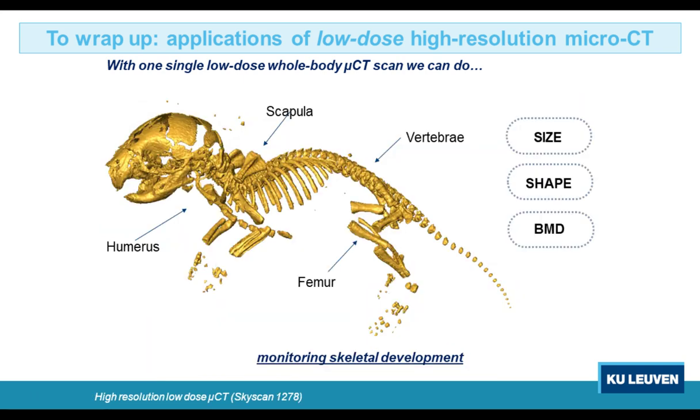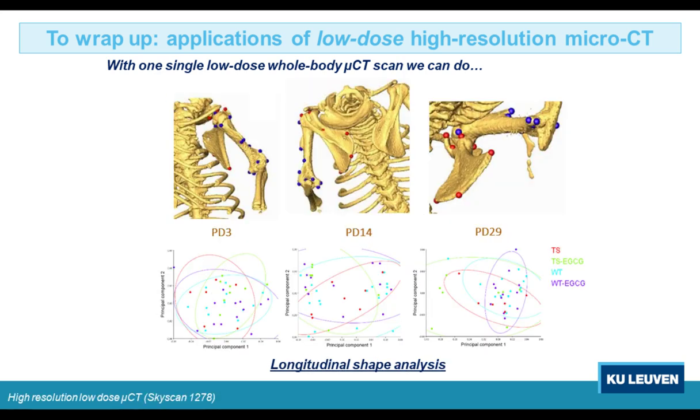We can get all the information about skeletal development for the whole body and all the bones in there, and we can also do a longitudinal shape analysis on the same mice. And because we work with transgenic animals, this is very valuable as you don't have to sacrifice so many animals, but you can just follow the same animals over time. So this is for me the high power and what really helps us, all of us working with mice in our experiments.